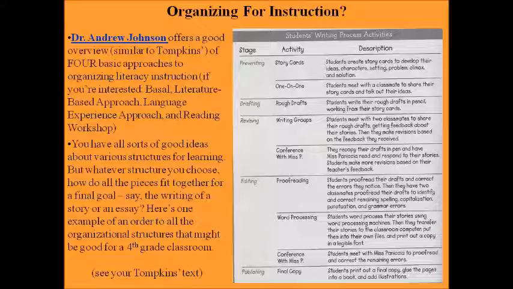Here's one example of an order to all the organizational structures that might be good for a fourth grade classroom. We took this out of Tompkins, right? So, here's your pre-writing, drafting, revising, editing, and publishing process, the writing process activities, right? Here's the different activities you can have when you want to structure those processes and get kids practicing those processes. This is so important, guys.